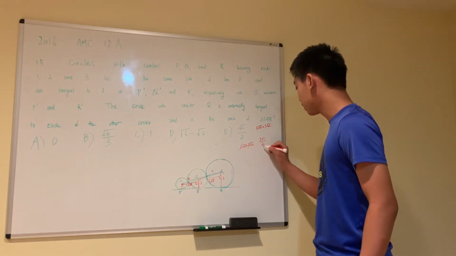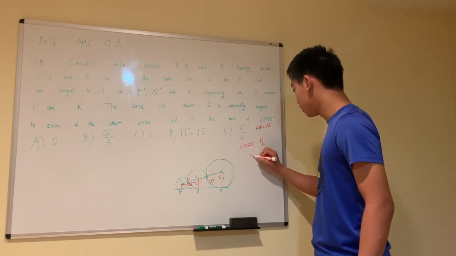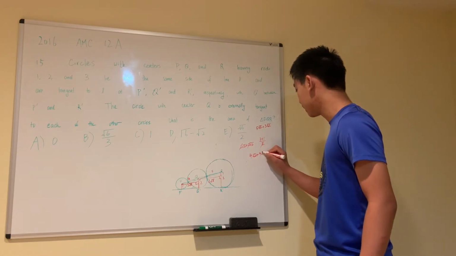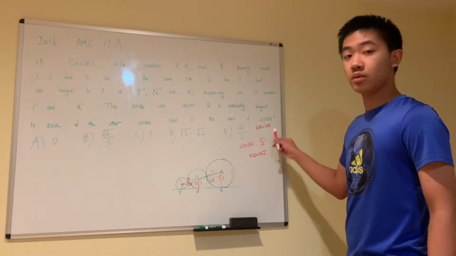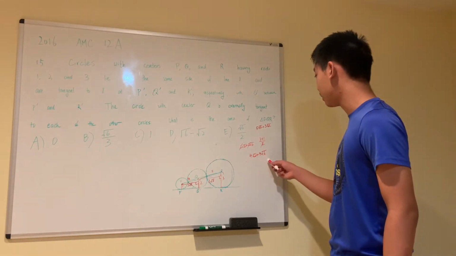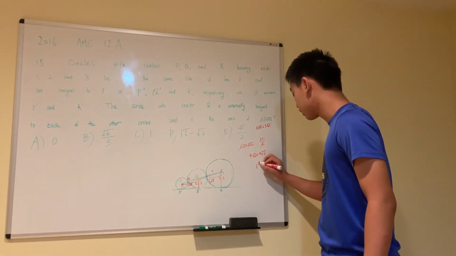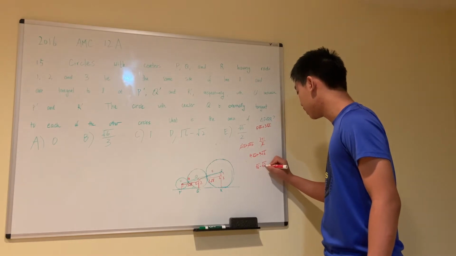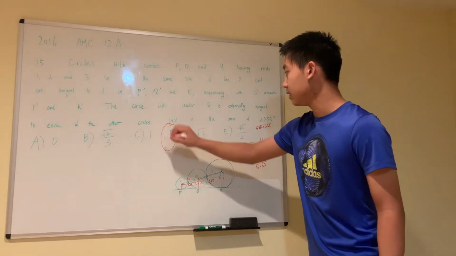The 2's cancel, so we're going to have 4 root 2 plus 4 root 6. So 5 root 6 plus 3 root 2 minus 4 root 2 minus 4 root 6 is going to give us square root of 6 minus the square root of 2, and that's going to be D.